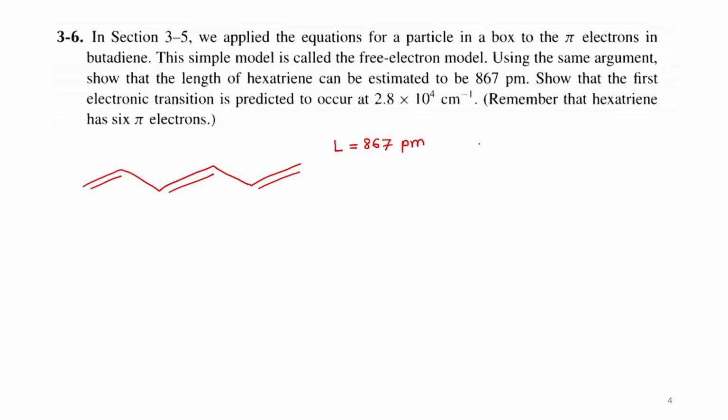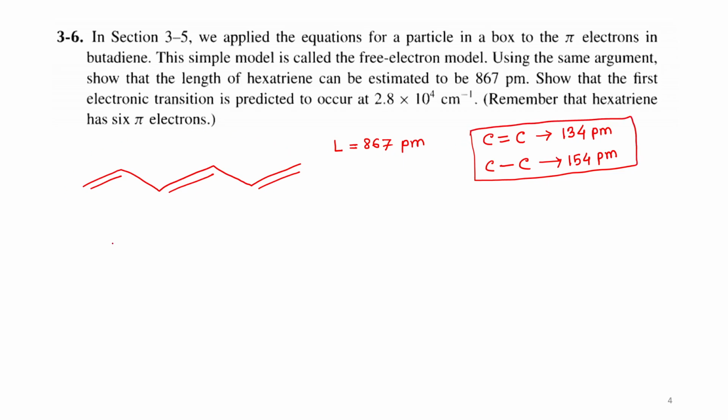Sometimes it is also given in terms of the C=C double bond length is 134 picometer, and the C-C single bond length is 154 picometer. Sometimes it is given like that. Only this information is given and your structure is given. Then how are you going to calculate this total length? It seems to be easy, but it is not. So let me show you how.